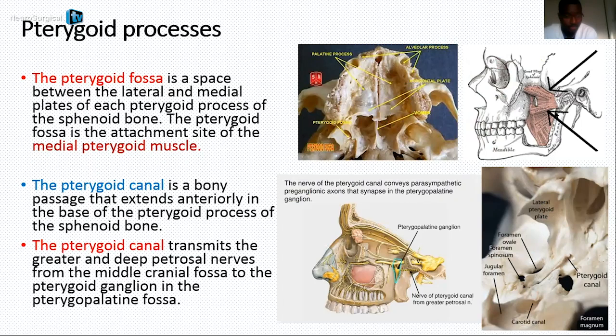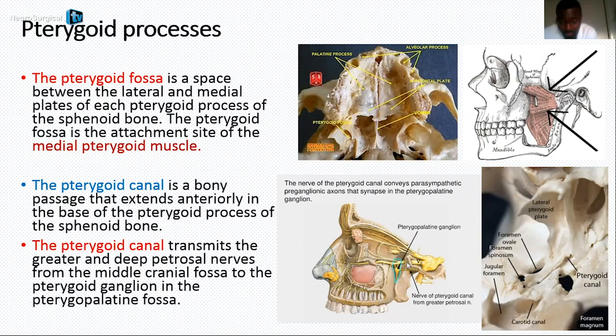The pterygoid canal is a bony passage that extends anteriorly in the base of the pterygoid process of the sphenoid bone, and the pterygoid canal transmits the greater and deep petrosal nerves from the middle cranial fossa to the pterygoid ganglion in the pterygopalatine fossa. You can see here the pterygopalatine ganglion.